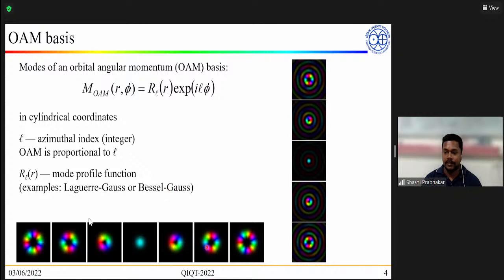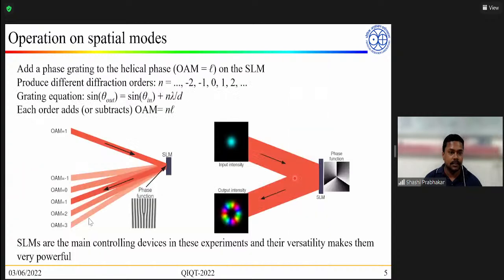On the bottom, I have shown in a row the Laguerre-Gaussian modes, where the index varies from -3 to 3, and on the right, we have these Bessel modes. So the first thing that comes to our mind is how to generate them. One of the easiest ways is by using a grating or diffraction. For this purpose, we use a spatial light modulator. It is a small screen, and whatever pattern we put on that screen, it will modulate the light accordingly.